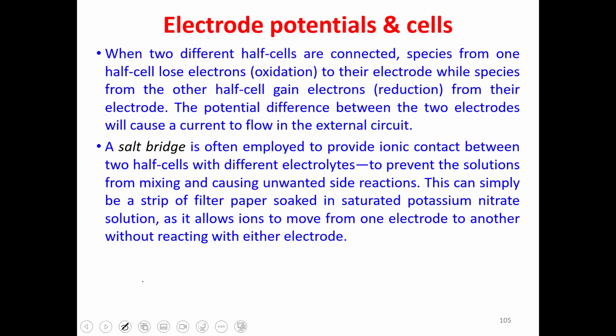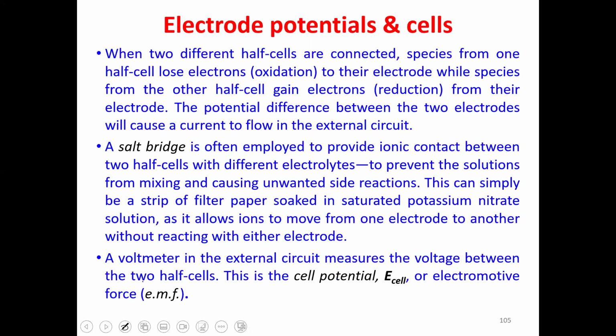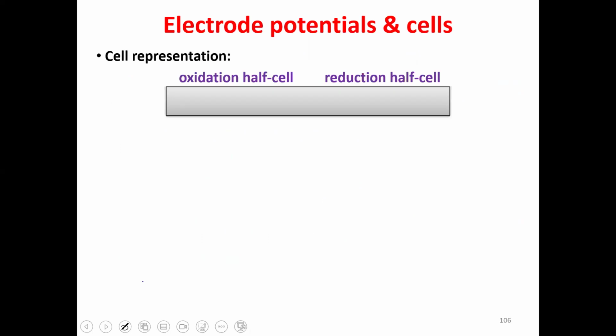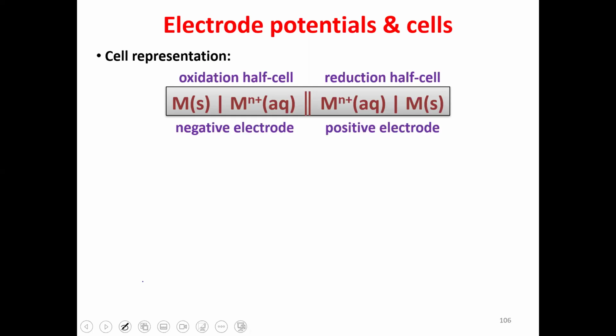We develop a salt bridge which is connected between the two beakers, and we connect a voltmeter to show the potential difference. Look at this one. Cell representation: oxidation half cell on the left side, reduction half cell on the right side. This is the conventional symbol: M/Mn+ and Mn+/M. This is the conventional oxidation on the left side and reduction on the right side. Negative electrode is on the left side and positive electrode is on the right hand side. Look at this. In between, there is a salt bridge.